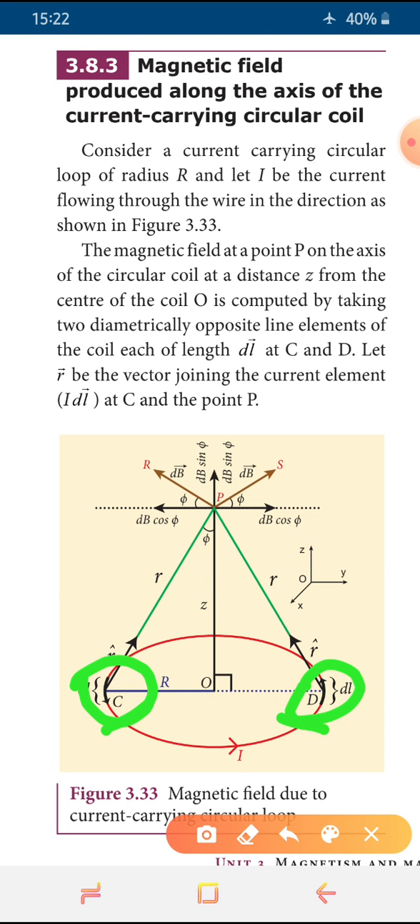Same thing. And from C, we are joining the point P at a distance of R. And from the D point, the point P is connected at the same distance R. So CP and DP have the equal distance, which is called R.